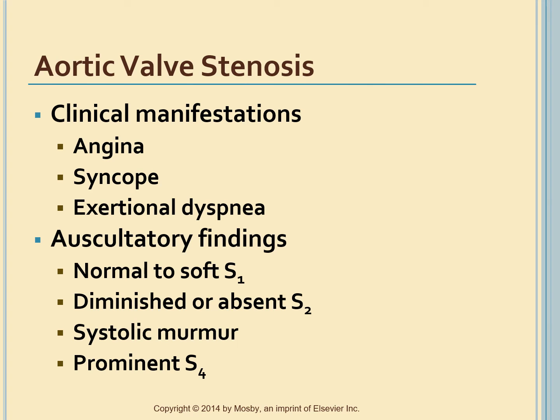So this is like the triad that we see with aortic valve stenosis. You also get some auscultatory findings or differences. So you get a very prominent S4, which is a gallop. So you will hear an atrial gallop, a systolic murmur, and a normal to soft S1, which is our tricuspid and mitral valve closures. So you do get some different heart sounds.